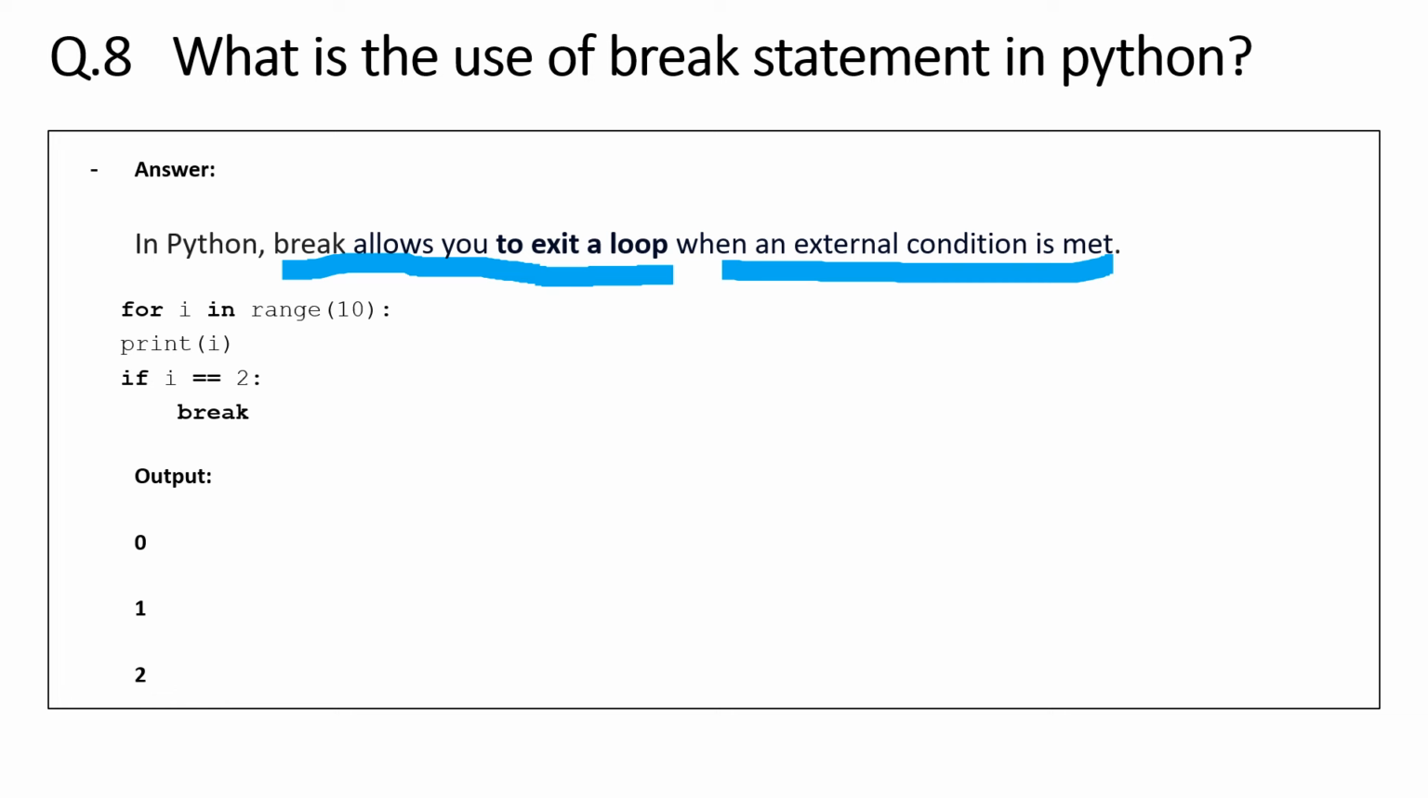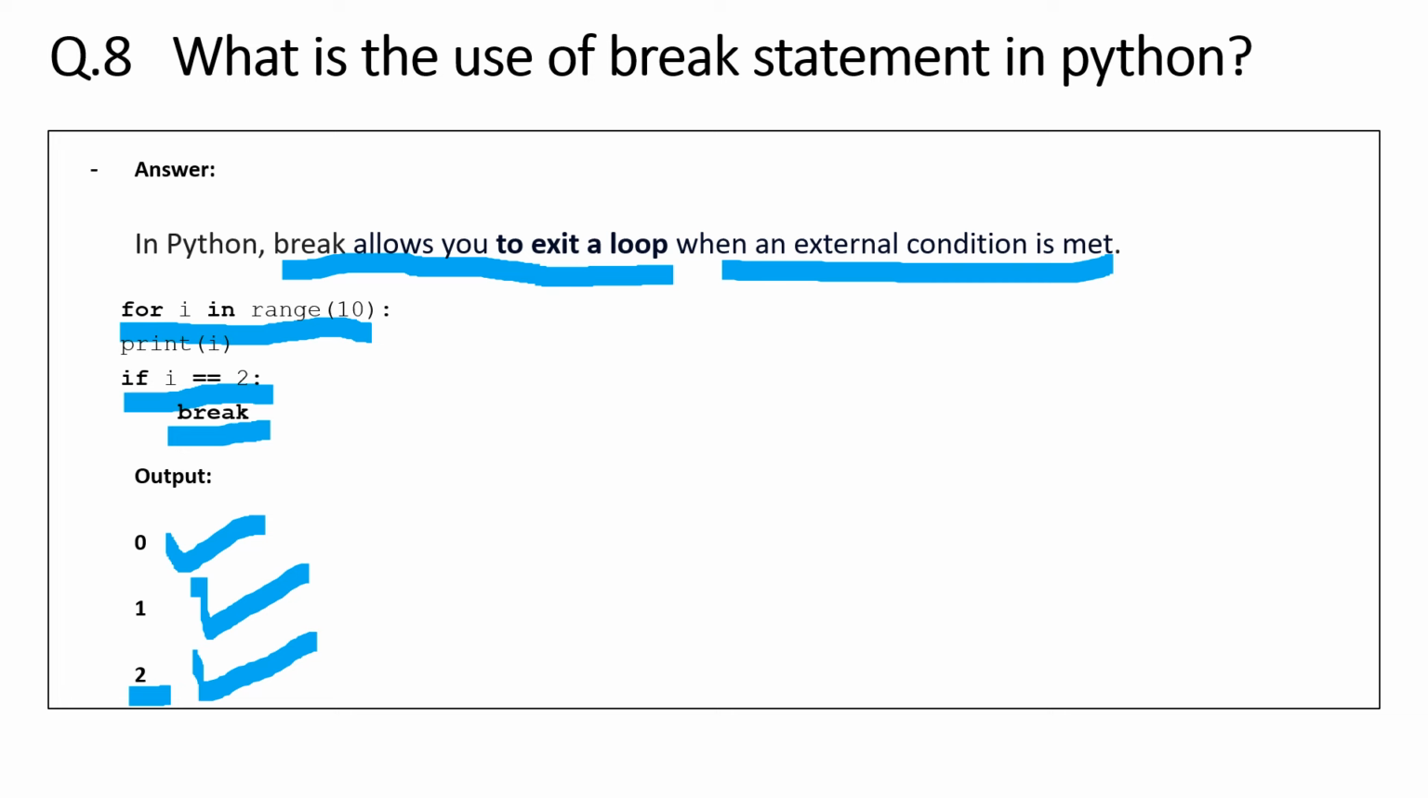This is the example given here. The example is for i in range 10, print i, we have to print the i. If i is equal to 2, we have to break the loop. Okay, and therefore when I print the output, here I will get 0, 1 and 2. When i becomes 2, it will exit the loop automatically. So this is the use of break statement in Python.